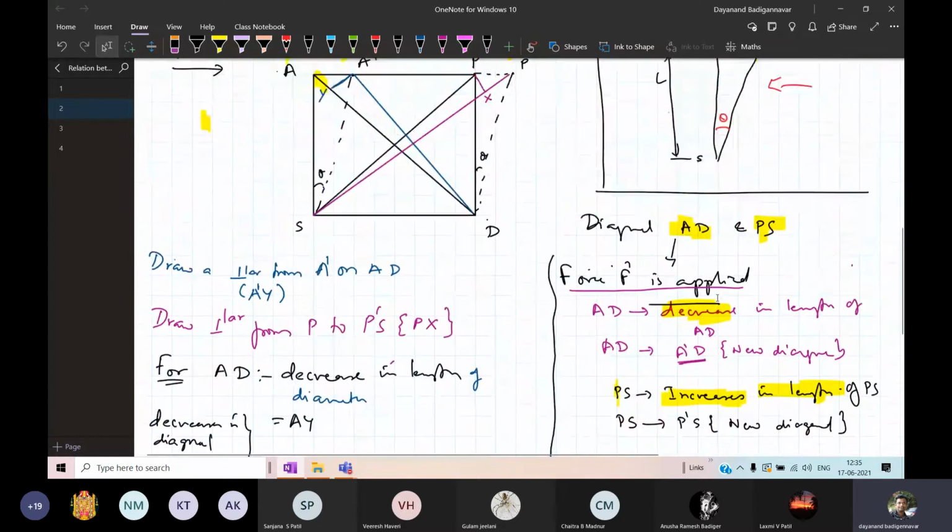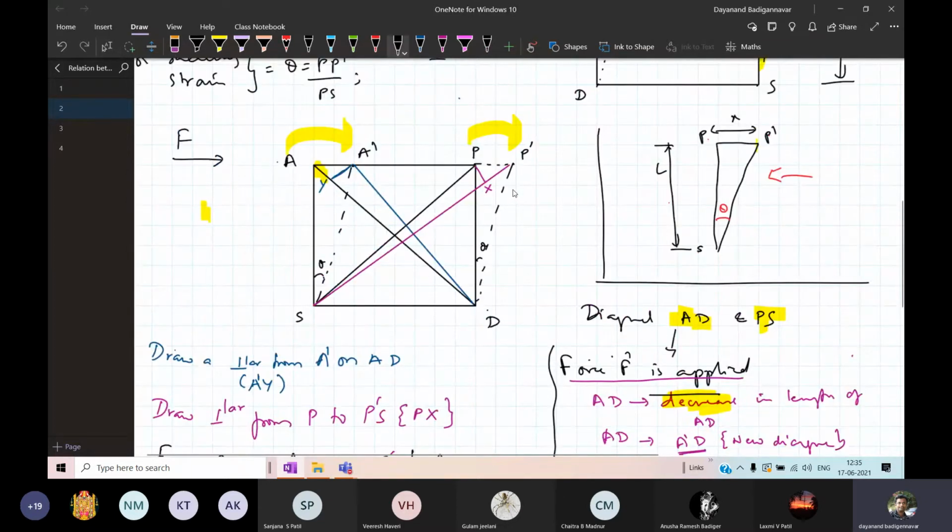Similarly, if you look at this diagram here, I can make out that there is an increase in the length of the diagonal PS. What is the increase in the diagonal? The increase in the length of the diagonal is P dash X. P dash X is the increase in the diagonal. So you have to find that increase.